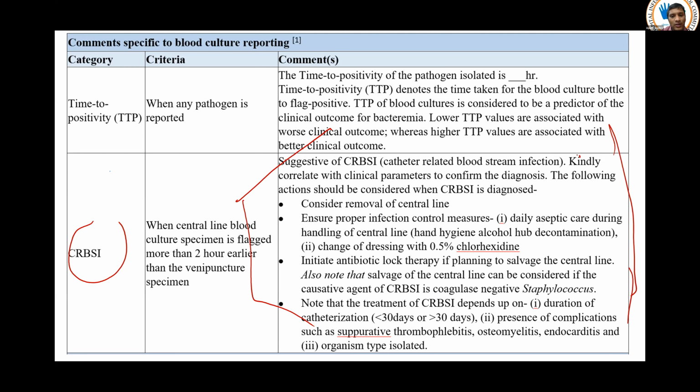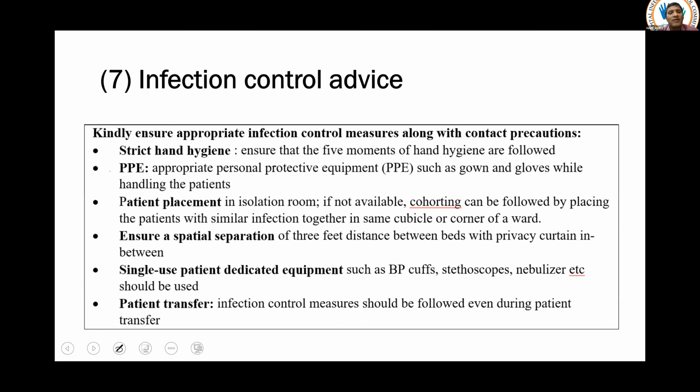I'm not going to read this. You can go through this article later. But in CRBSI, we also go to the bedside and we ensure that these comments are incorporated and implemented in the patient care. In every culture report, infection control advice is a standard advice which is incorporated. Most infections need contact precautions. So these are the respective infection control advices which we incorporate in our culture report.